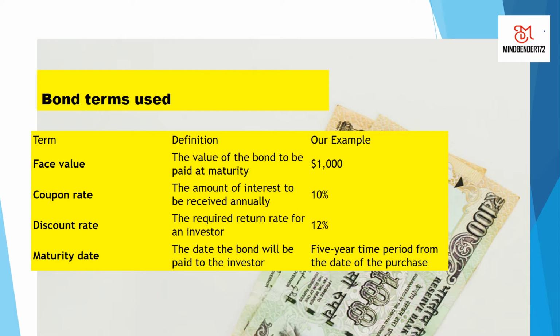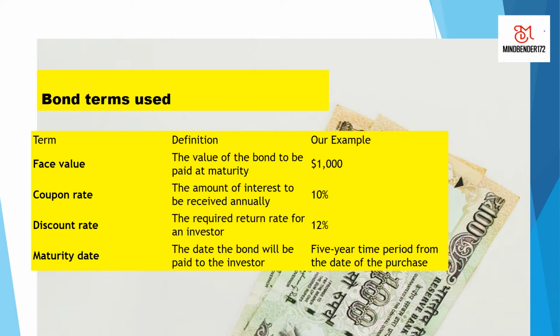The coupon rate is the amount of interest paid to the investor and is received annually or semi-annually or monthly, whatever is the term. Here it is received annually with a 10% rate. That means the interest the coupon pays is 10%.